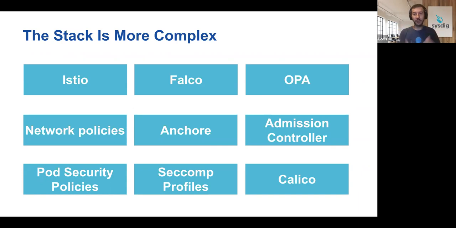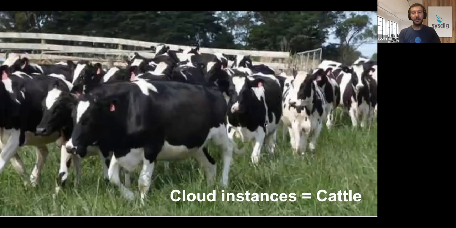Each of the components, like Istio or, I don't know, OPA, requires a certain amount of skills, and just making them work together requires a non-negligible amount of context. From this point of view, when we're talking about complexity, typically one metaphor that people have used for cloud is the metaphor of pets and cattle, right?